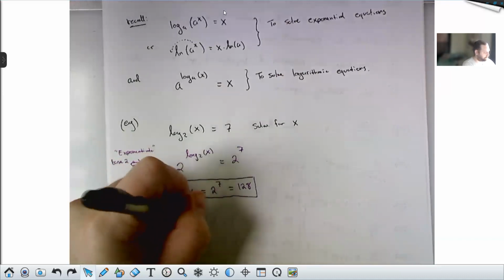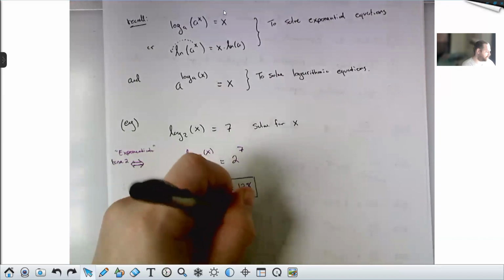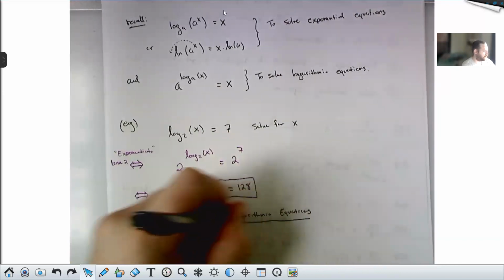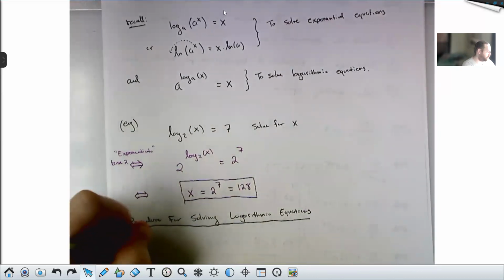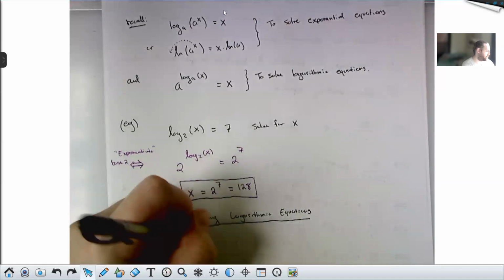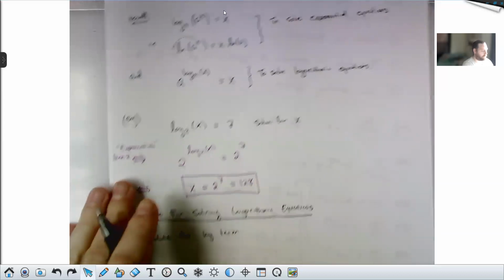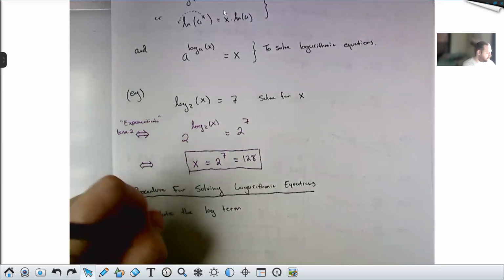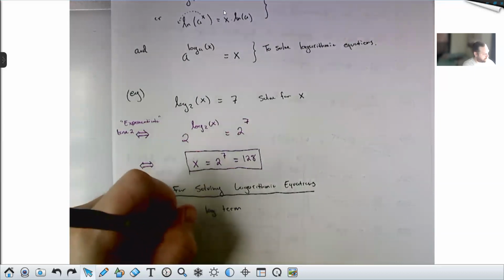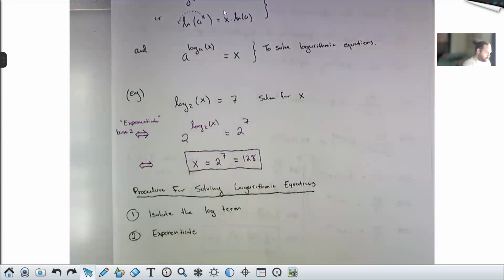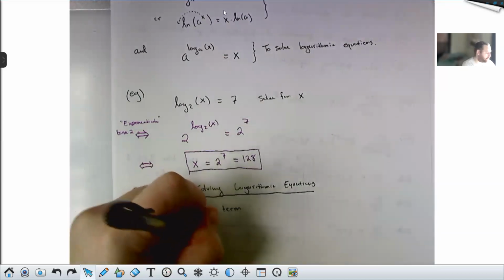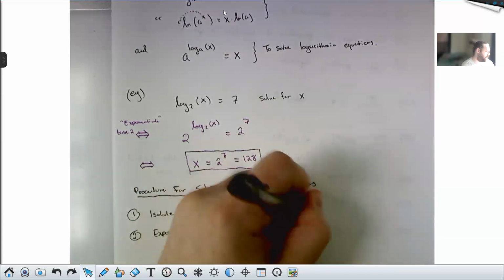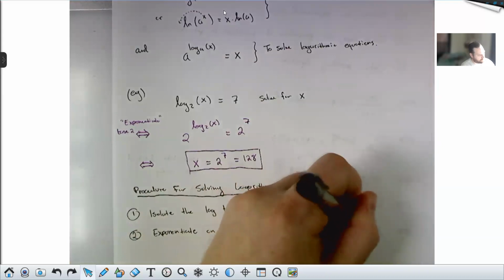for solving logarithmic equations is very similar to solving exponential equations. First, you want to isolate the log term. So that's the logarithm that has your variable in it; here that was already isolated. Then you want to exponentiate. So that's that new operation. And here, we have to use the same base as the logarithm. Exponentiate on both sides using the base of the log term.